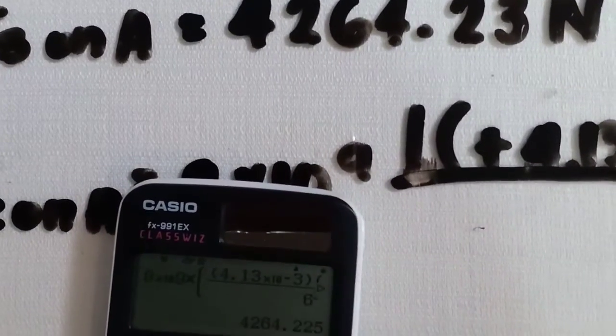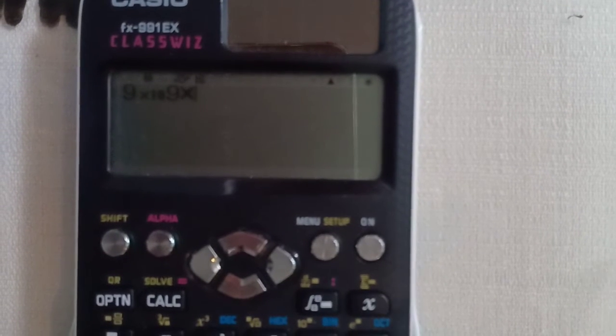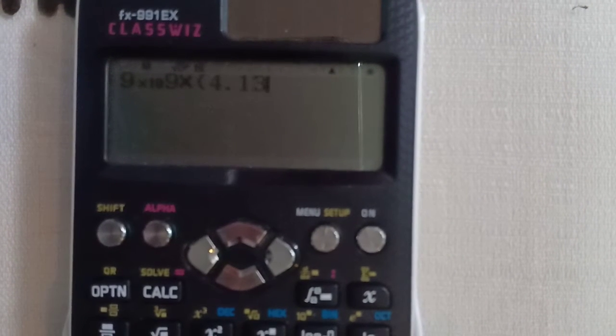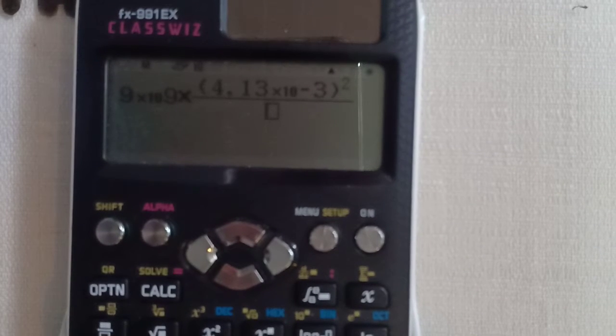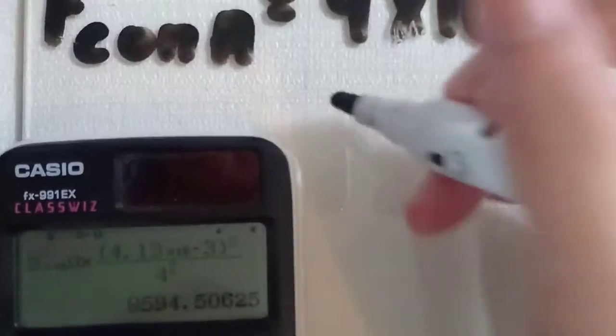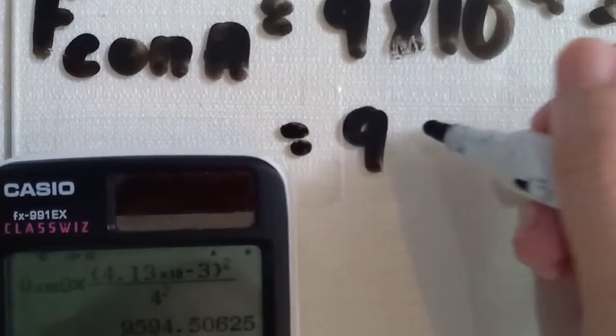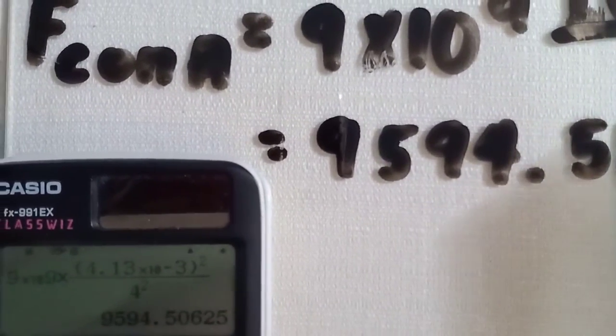So, here, that would be 4 squared. Then, if we put that in the calculator, 9 times 10 to the power of 9 times 4.13 times 10 to the power of negative 3 squared over 4 squared, we will get a value of 9,594.51 N. So this is the force of C on A.